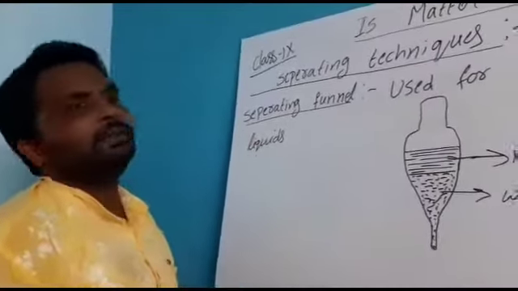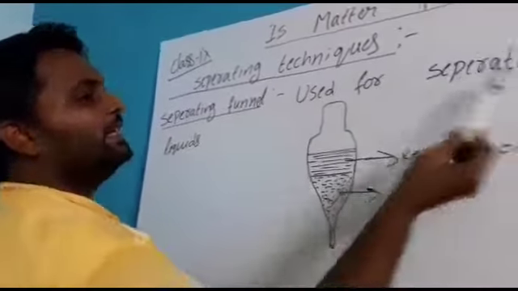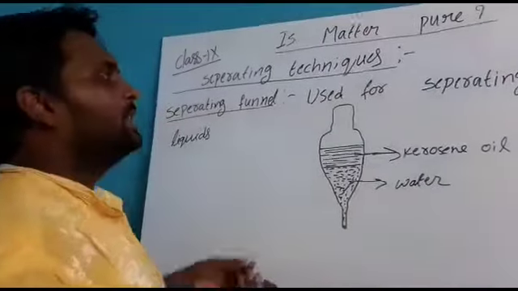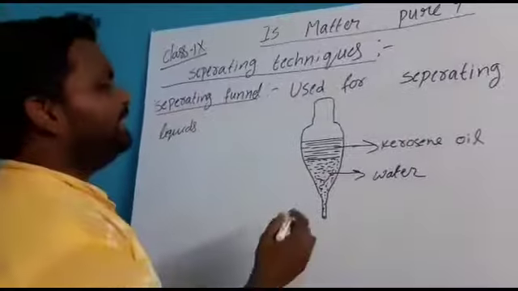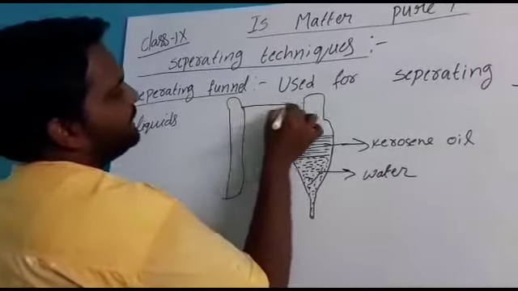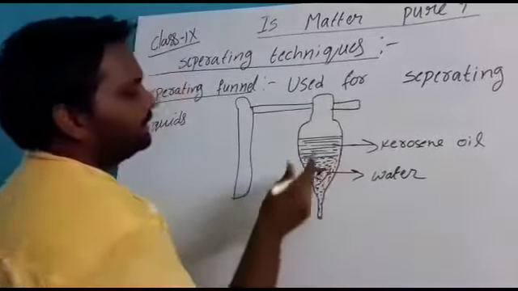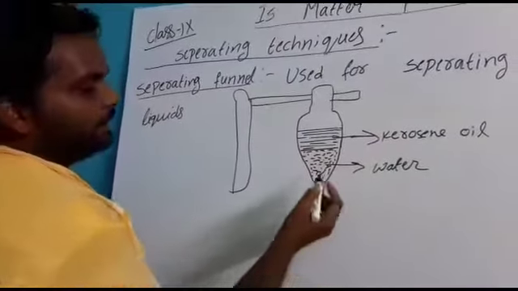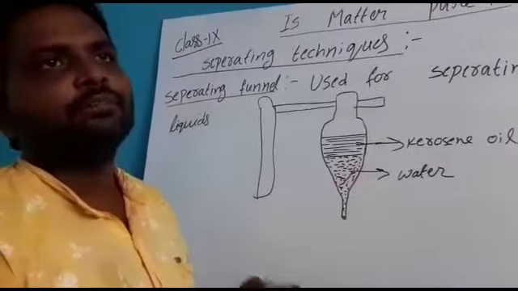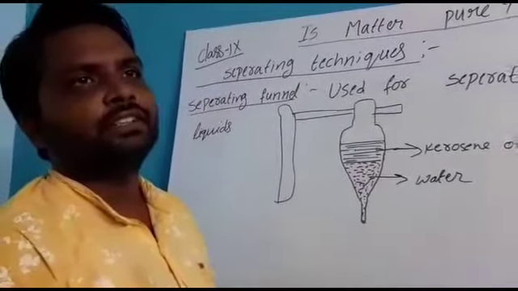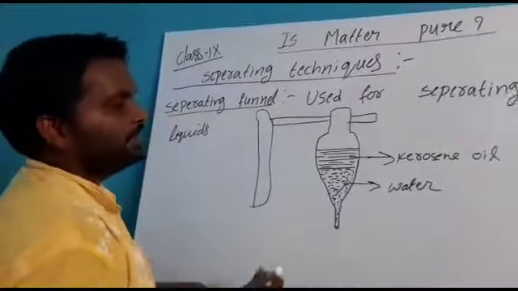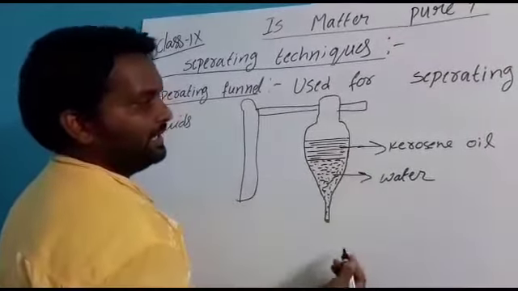Another technique is the separating funnel. It is used for separating immiscible liquids. That means liquids which are not mixed together, those we can separate by separating funnel. See here, it is a separating funnel. You keep one stand here to attach this separating funnel. Now I took some quantity of water and kerosene. What happened? Kerosene and water are not mixed together. Those liquids we call immiscible liquids. Water and kerosene, these two are not mixed.